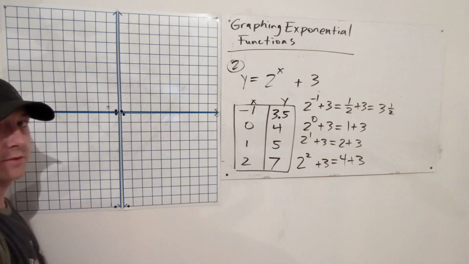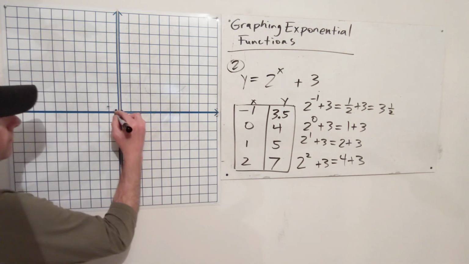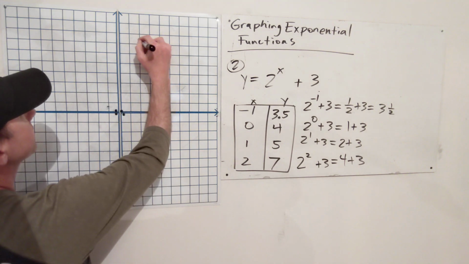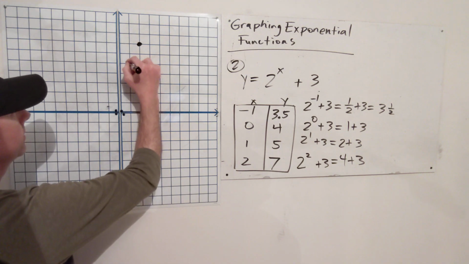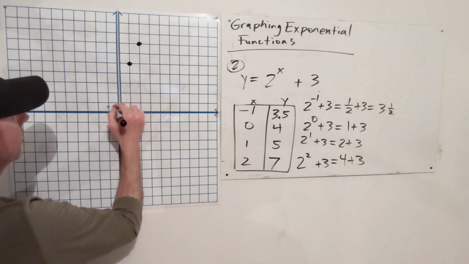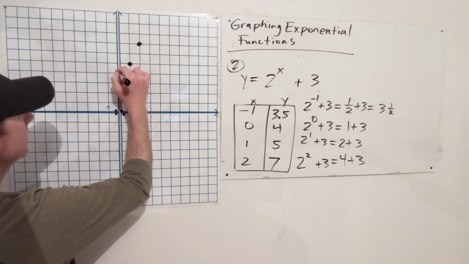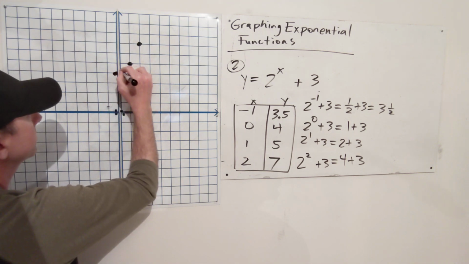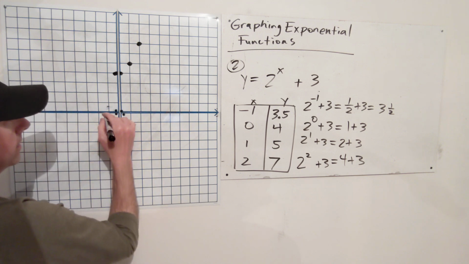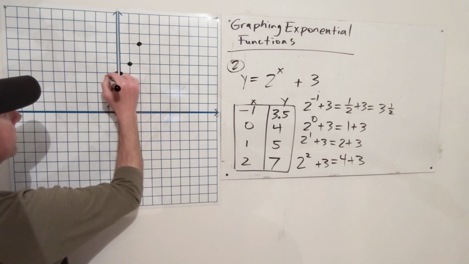Okay, so let's take a look at where these end up on the graph. We've got the point (2, 7) up here. We have the point (1, 5) right there. (0, 4) is right here. I need to fix those a little bit. This is right, it goes through right there. And then (-1, 3.5).